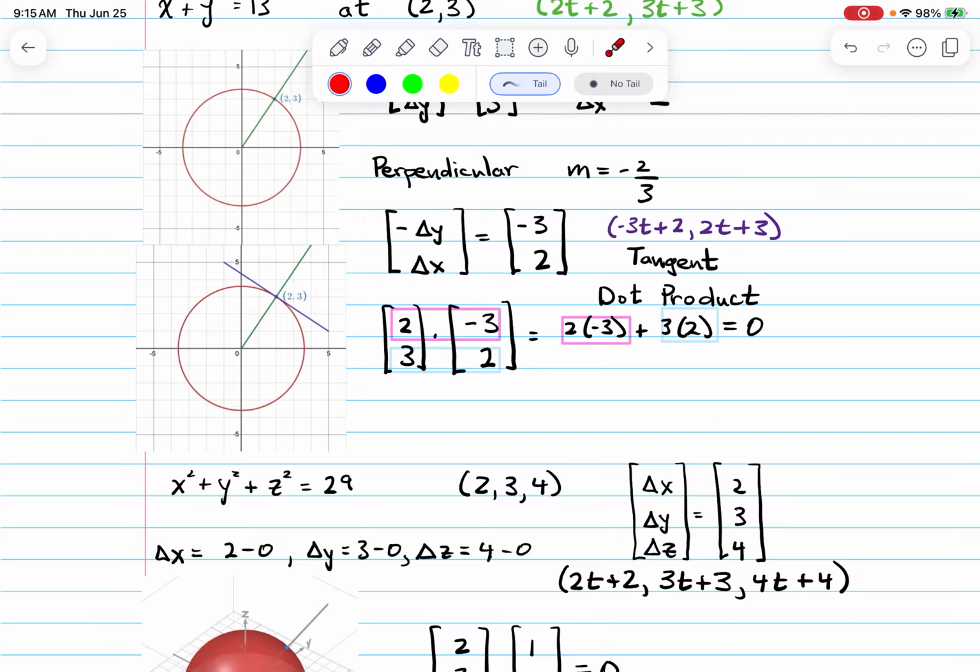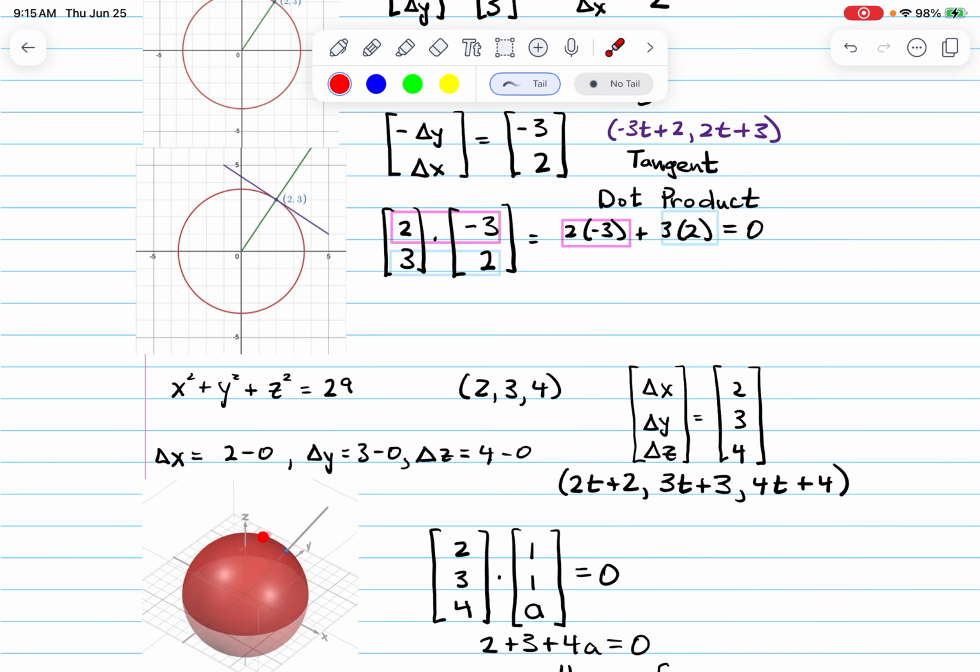So I've got, that would be 29, okay? So I've got 2, 3, 4, and here's the sphere with the point right here, okay? And I've got my equation for the line that comes from the center of the sphere up through here. So notice delta x is 2, delta y is 3, delta z is 4.